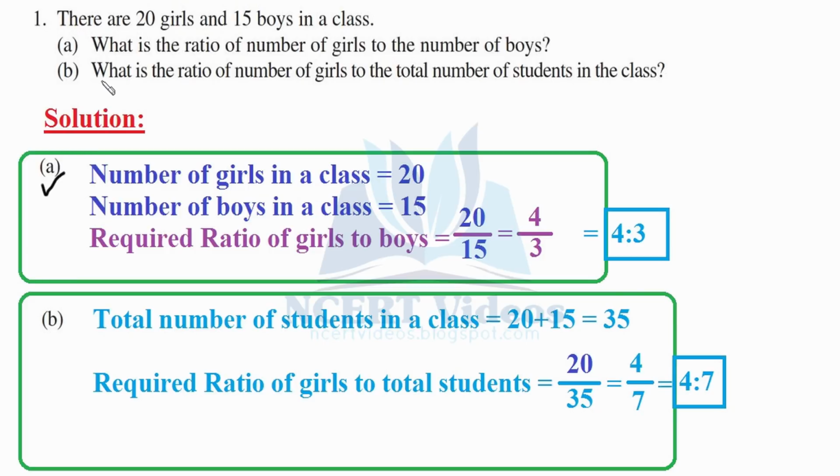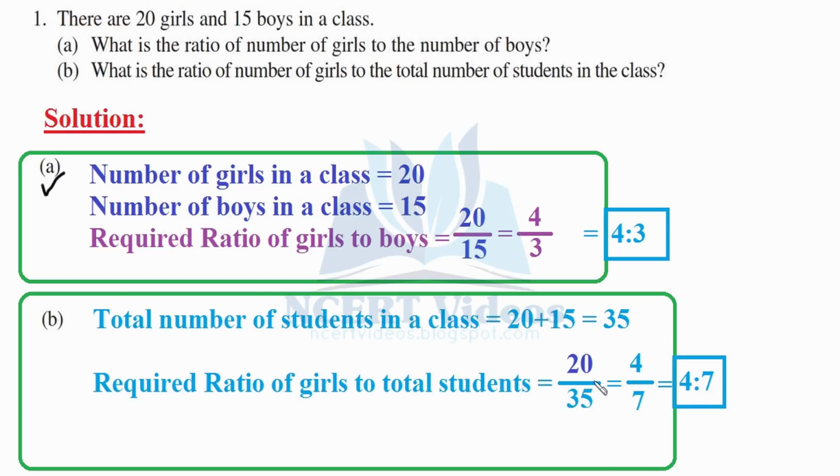Now B part. What is the ratio of number of girls, which is 20, to the total number of students? While total number of students is 20 plus 15, so it gives you 35. Therefore total number of students in a class is 20 plus 15, because girls and boys make the total number of the class, that is 35. Now the required ratio of girls to total students is 20 over 35, because 20 are girls and total number of students are 35.